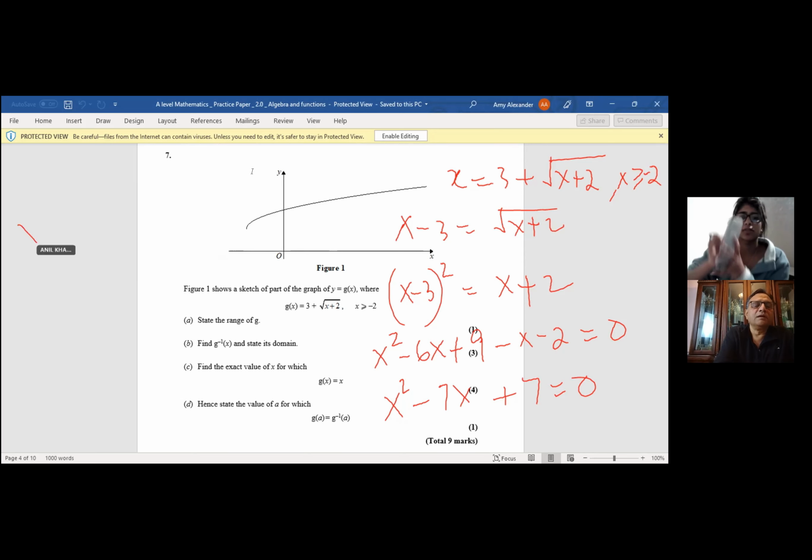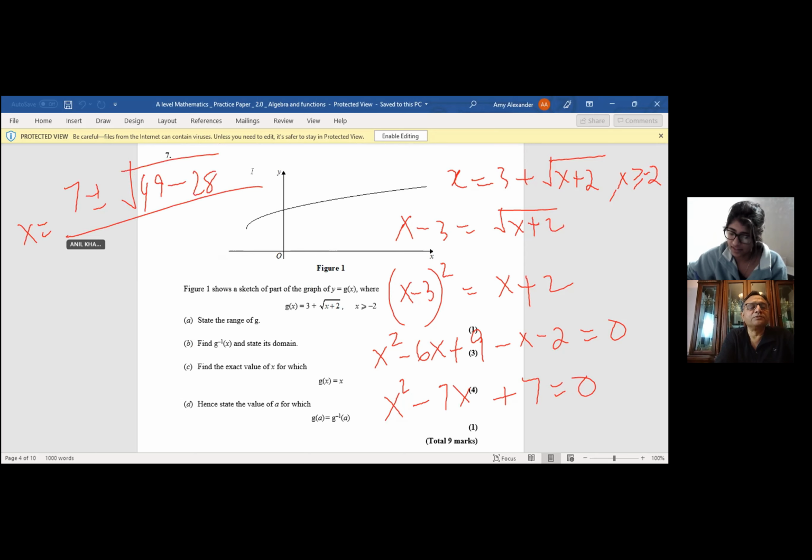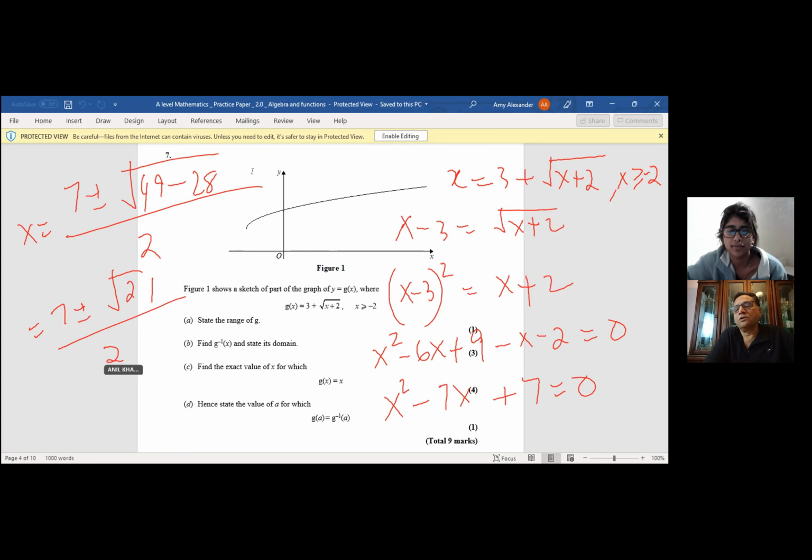So minus b, I can do it on the calculator. Yeah, you can do it on the calculator. b squared minus 4ac, yes, 4 times 7, 28, right? Over 2. So 7 plus minus square root of 21, over 2, right? This is your answer.